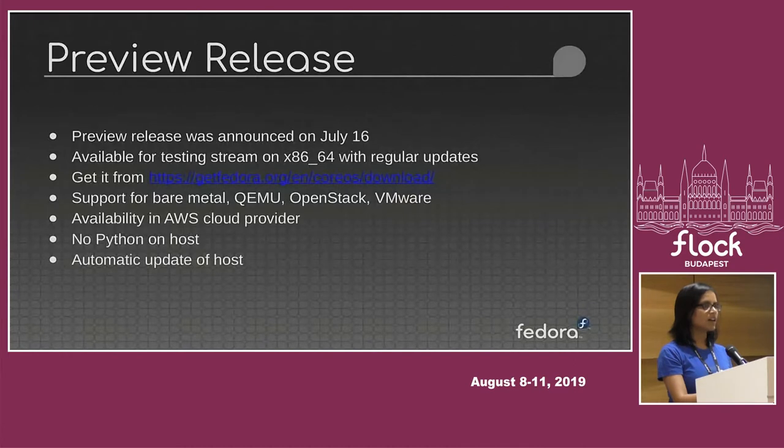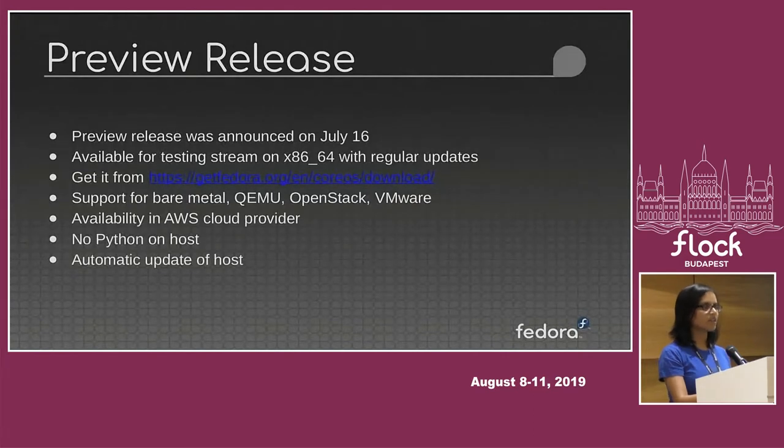getfedora.org/en/coreos/download. All the available images are there, and every time we do an update, things will be updated on the website, and the new artifacts will automatically be available there. So do try it from there. Also, in this release, we have bare metal support available, so you can install it on your bare metal using PXE or directly from ISO. QEMU also works for us, and OpenStack and VMware images are also there, so you can try these platforms from the preview release.